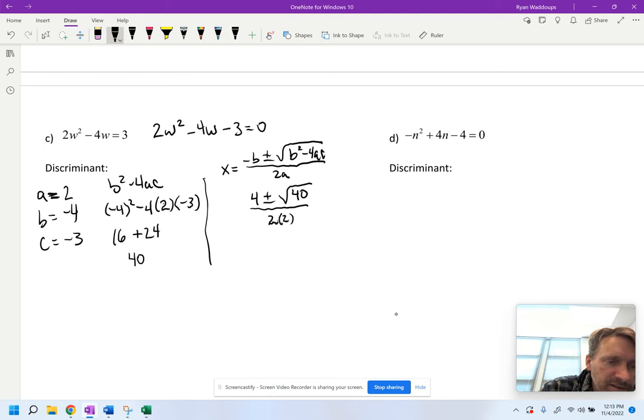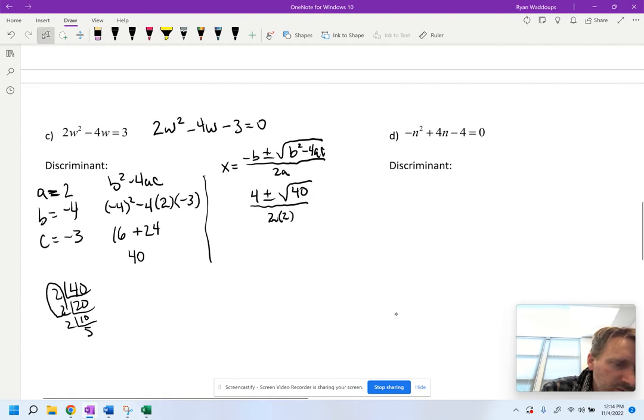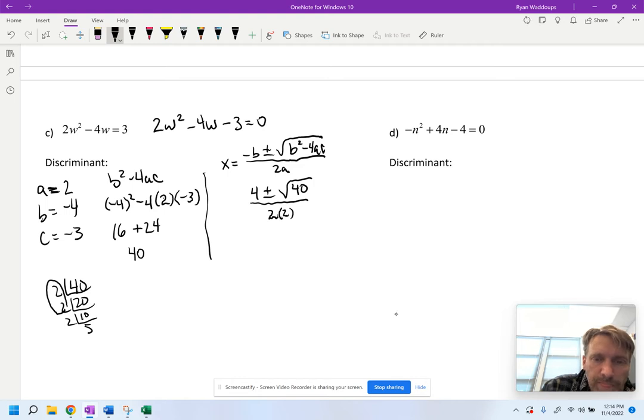So I'm going to look off here to the side and say, wait, 40 is 2 times 20. 20 is 2 times 10. 10 is 2 times 5. And I have one pair of 2's that I can bring out from under that radical. So I can rewrite this as 4 plus or minus 2 root 10. And that's all over 2 times 2, or 4.